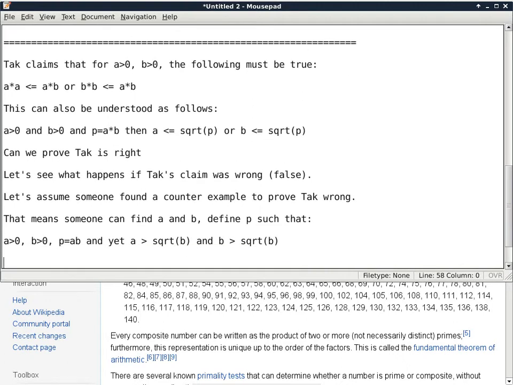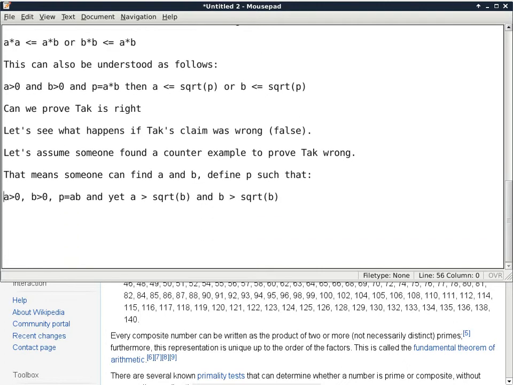Is that part okay? Does everybody understand this is what it means when I can find a counterexample? Because my theorem states that at least one of A and B has to be less than or equal to the square root of P. So to find a counterexample means A and B both have to be greater than the square root of P, not B. Sorry, I made a mistake here. It's P, which is the product, and this is P, which is the product. Okay. Is that okay so far?